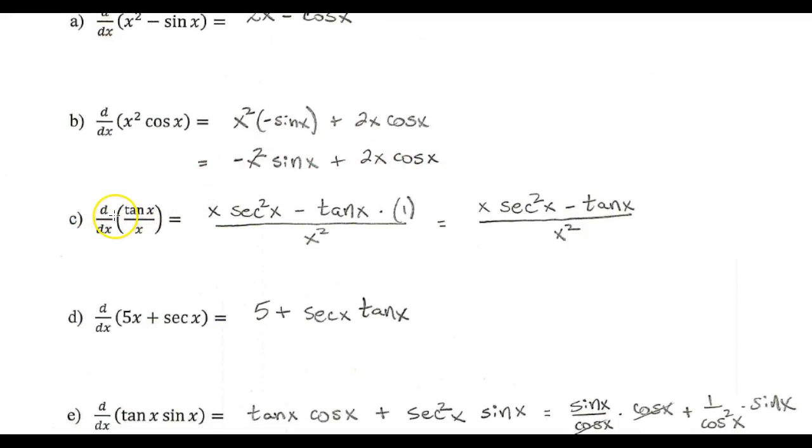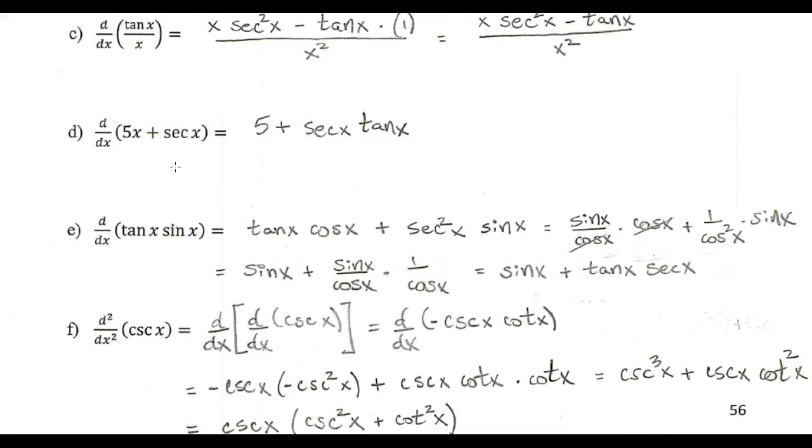In part C, I want to take the derivative with respect to x of tangent of x divided by x. So now I have a quotient rule, right? Function divided by function. So I go low, d high: x times the derivative of tangent of x, which is secant squared x, minus high, tangent of x, times d low, the derivative of x, which is 1. All divided by low low, or x times x, which is x squared. Simplifying that, I get x secant squared x minus tangent of x, all divided by x squared.